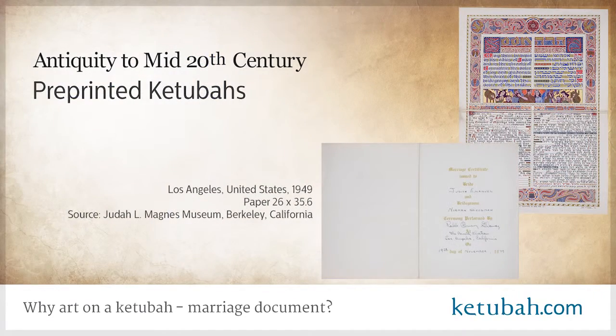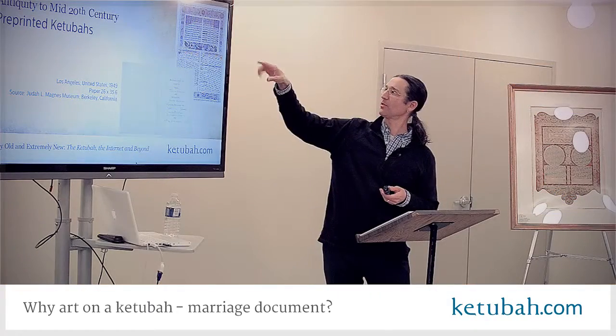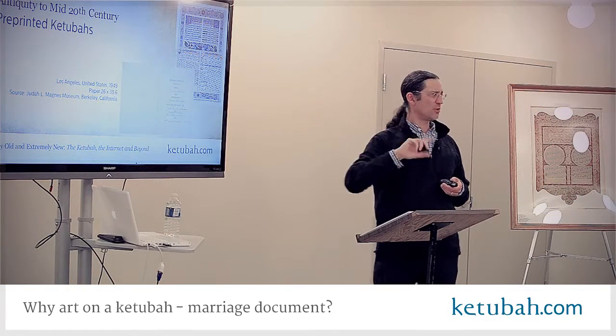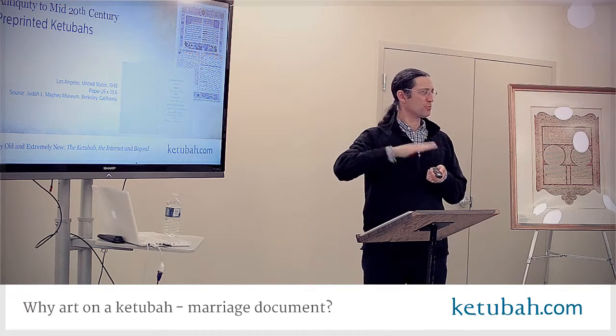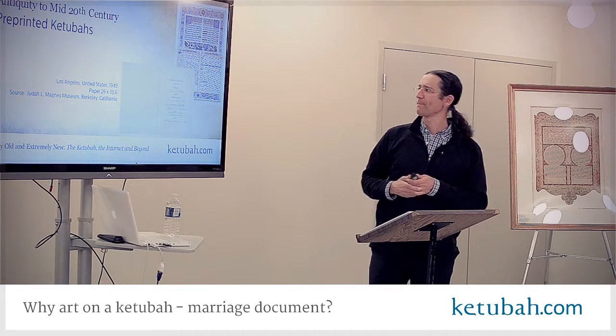Another one from the United States, this time from LA and quite a bit more recent. It's from 1949. It appears to have been part of some sort of a booklet. And what we're seeing here is the first instance that I found of a printed ketubah that was very vibrantly colored and even had been printed with some reflective gold. I don't think it was gold leaf. It looks like it was mass-produced with some sort of a gold foil.